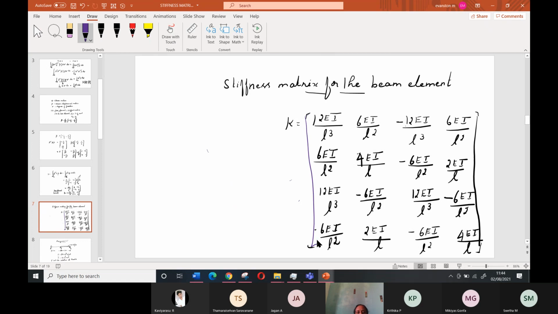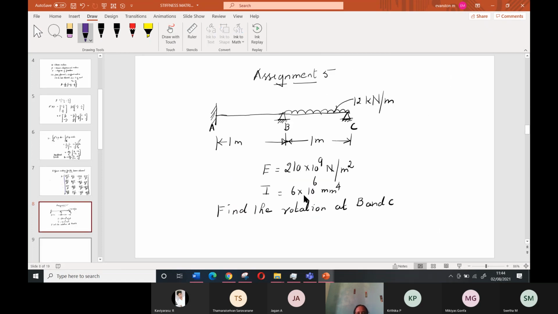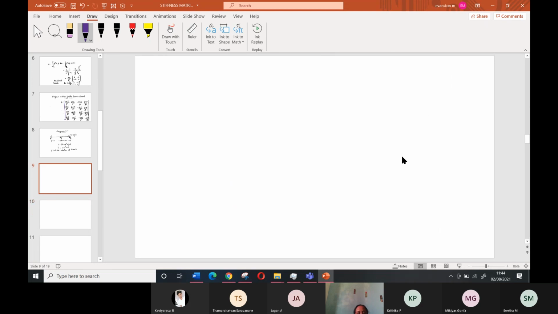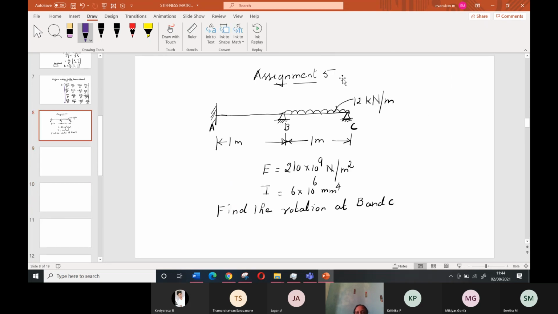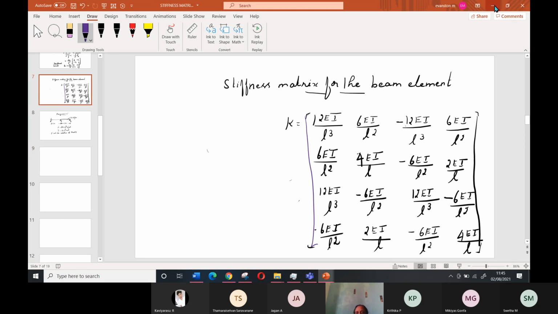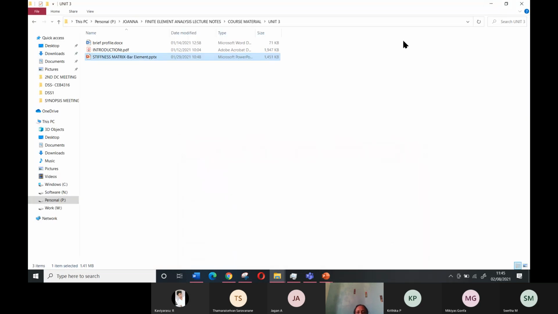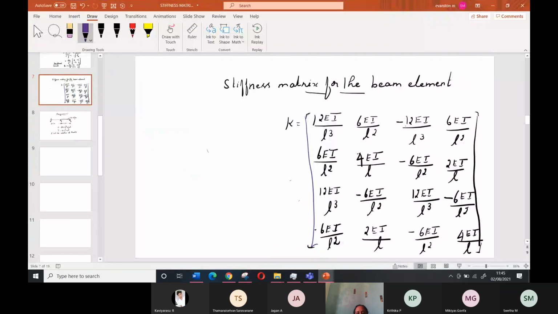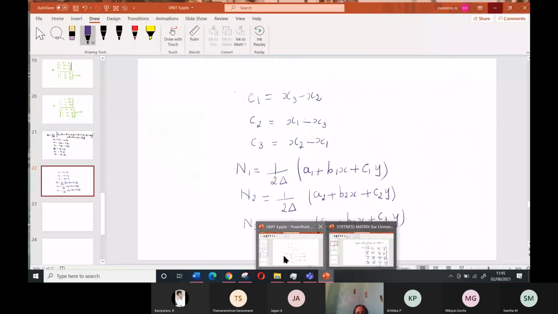Okay. Now we have done the assignment also. I hope you have completed it. I will ask you to upload it. This is what we have done, and the stiffness matrix we have found. Similarly, what I am discussing now is the shape function.